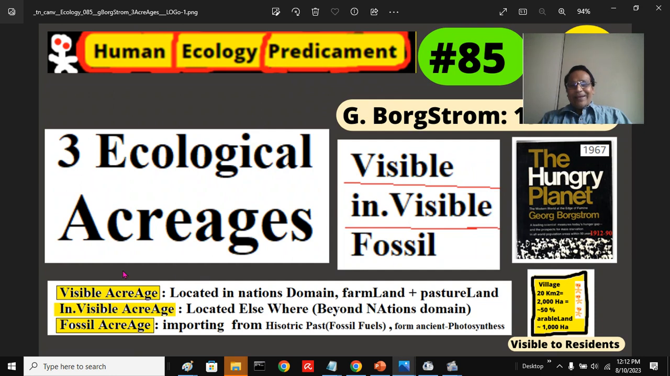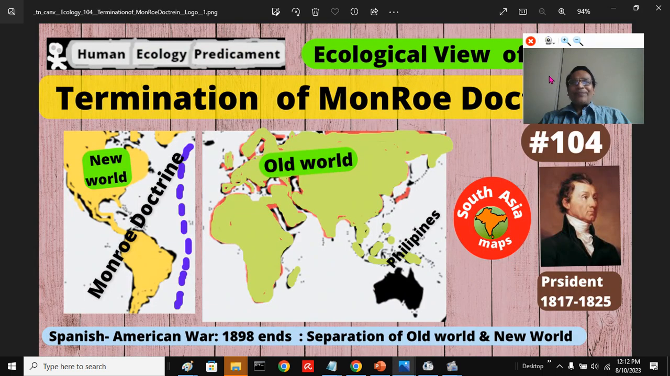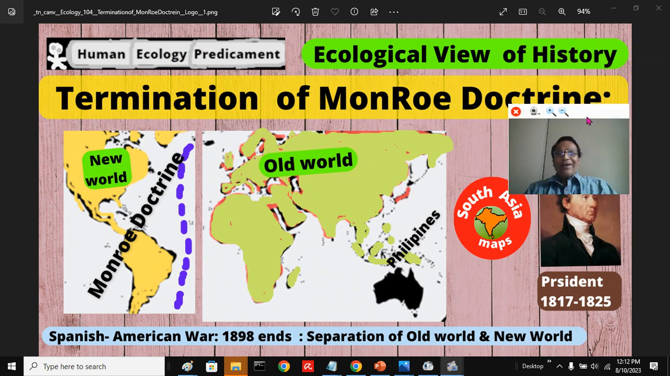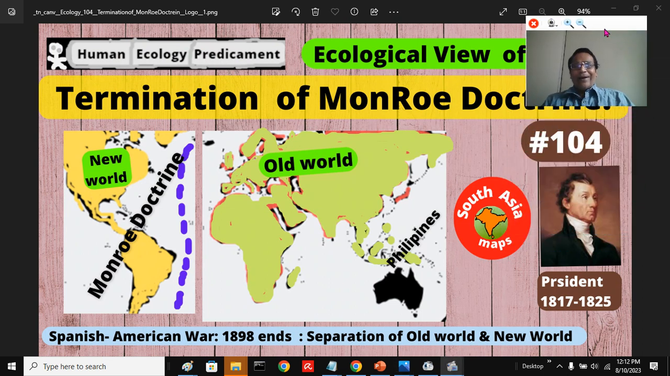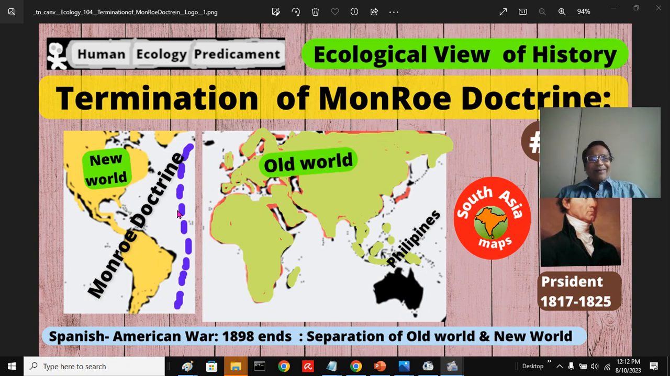So ecological perspective, I looked in this part 85, you can see from Dr. Borgstrom's work, that is visible acreage, invisible acreage, ghost acreage, fossil acreage and so on. So this is the part 104. I looked at termination of the Monroe Doctrine. That is, the Monroe Doctrine says the new world is off to the quarrels of the old world, especially Europe, their parent bodies.